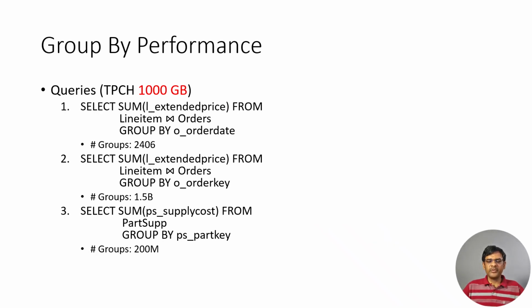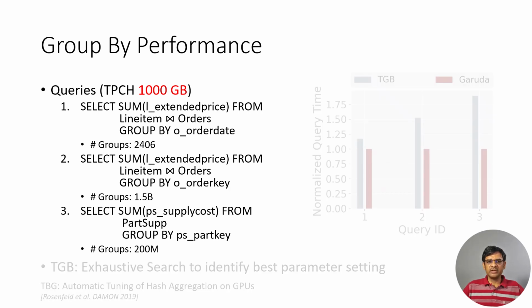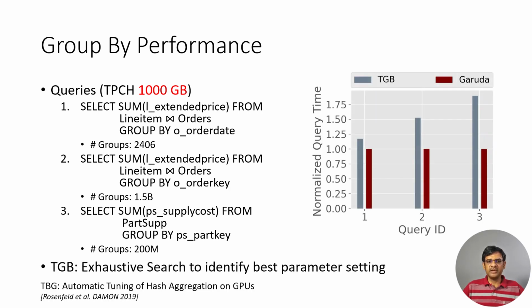To test the group by performance, we pre-materialize the join between the lineitem and orders tables and perform three different group by operations resulting in different numbers of groups. To compare, we use the OpenCL based implementation which we call TGB. Further, we perform an exhaustive search to identify the best parameter setting for TGB. Note that even when using the best setting for TGB, Garuda still performs better than TGB.